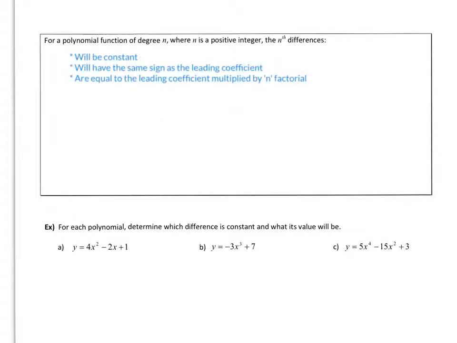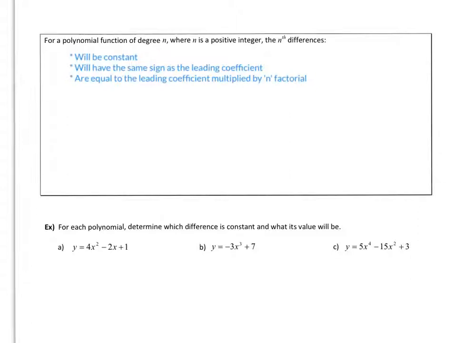As a summary to the finite differences of polynomial functions, we know that for a polynomial function of degree n, where n is a positive integer, then the nth difference will be constant. It will have the same sign as the leading coefficient, and they are equal to the leading coefficient multiplied by n factorial.